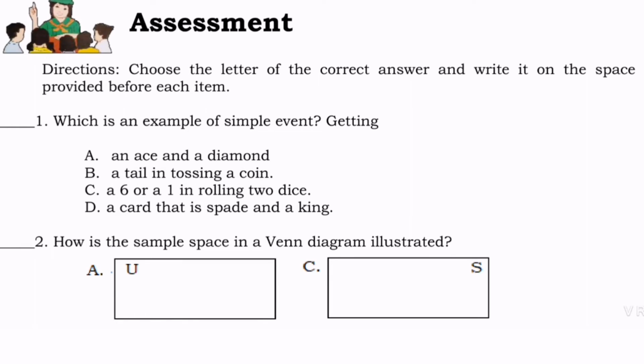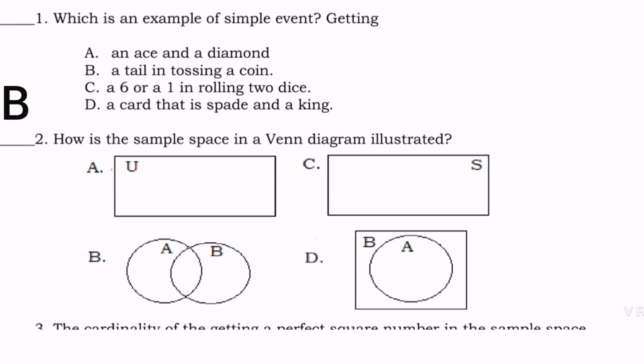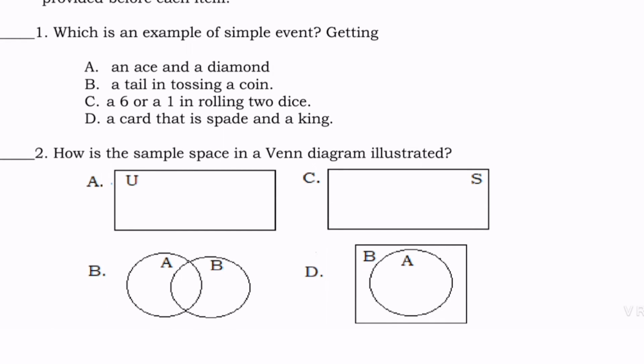Assessment. Choose the letter of the correct answer and write it on the space provided before each item. Number 1. Which is an example of simple event? The answer is B. Number 2. How is the sample space in a Venn diagram illustrated? The answer is C.